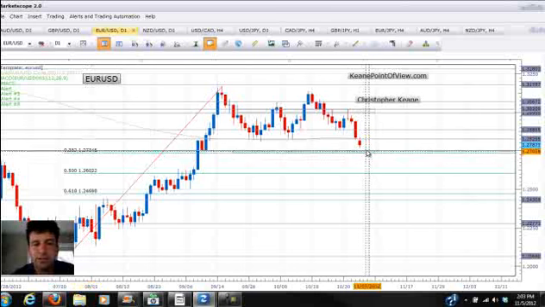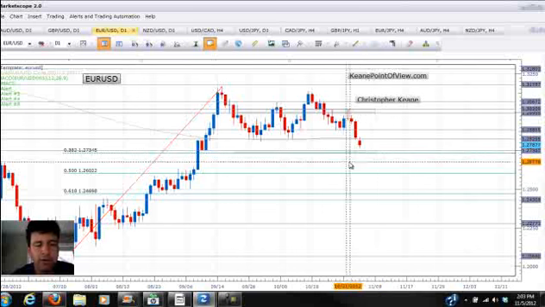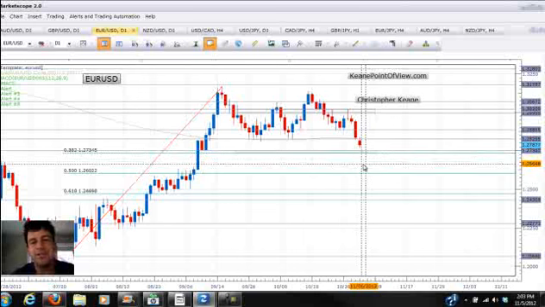This level could act as serious support, and we could see a bounce here. But if we break below that, we could be off to the races to a push down to 126.02.